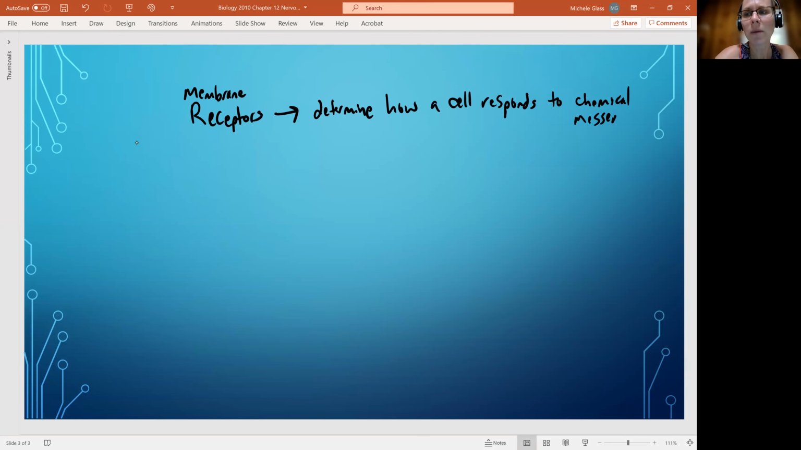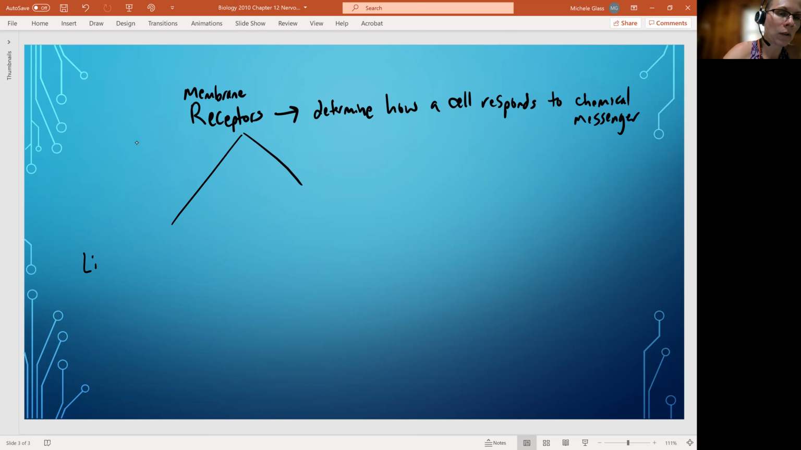In this chapter, in this context, the chemical messengers we're talking about are neurotransmitters, but this information to some extent applies when we talk about hormones. Meaning the membrane receptors determine whether the cell is inhibited or depolarized, stimulated by the messenger. And we have two different styles of receptors.